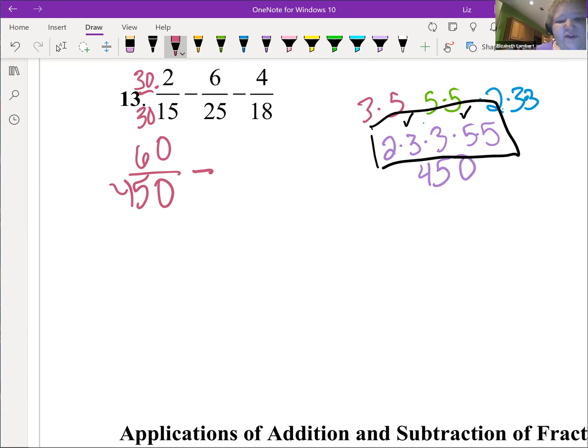Minus, all right, 25 is my 2 5s. So I need to multiply by 2 times 3 times 3. 9 times 2, 18. So again, has to be 450 on the bottom. 6 times 18 is 6 times 6 times 3. 36 times 3 is 108.